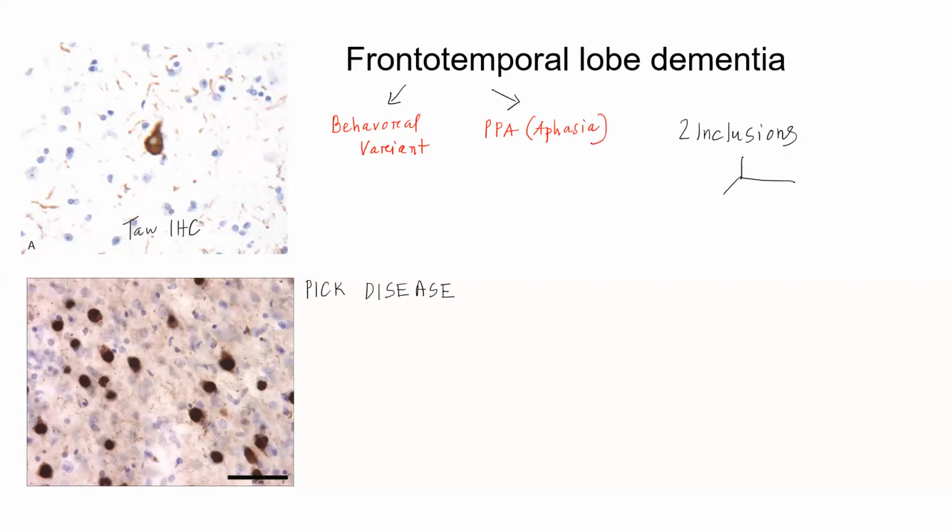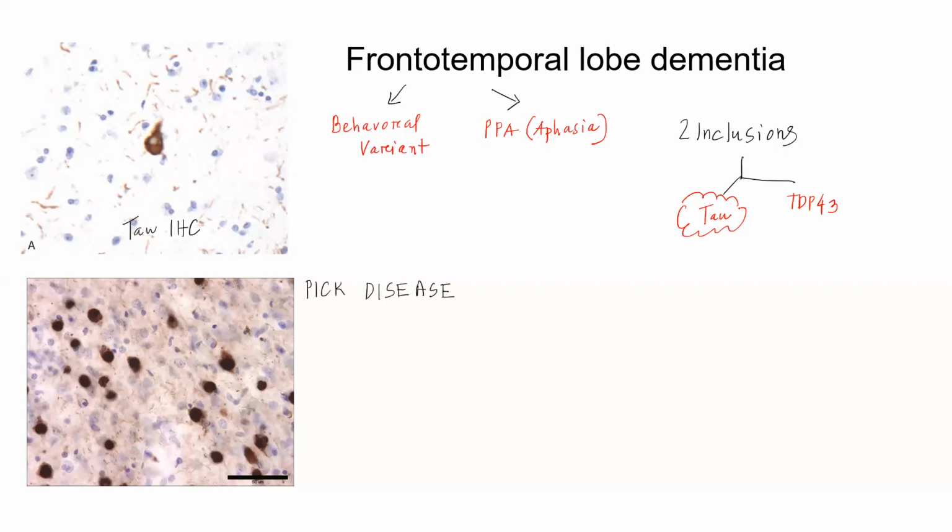There are two types of inclusions we get in frontotemporal lobe dementias: tau inclusions and TDP43 inclusions. As I have told you in the lecture on Alzheimer's disease, tau inclusions are not specific for Alzheimer's disease. They can be found in various other neurodegenerative conditions. So tau inclusions are also seen in frontotemporal lobe dementia.